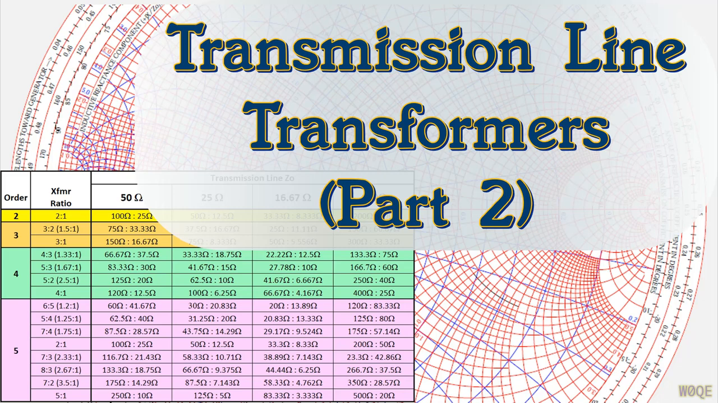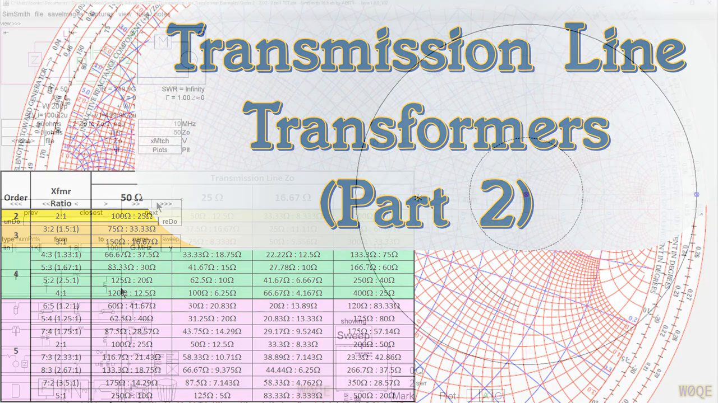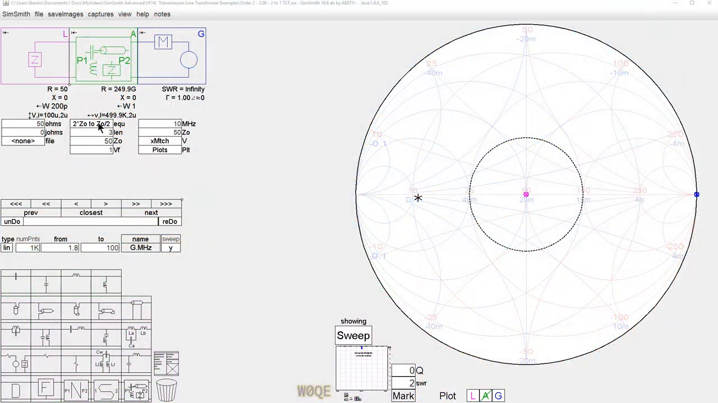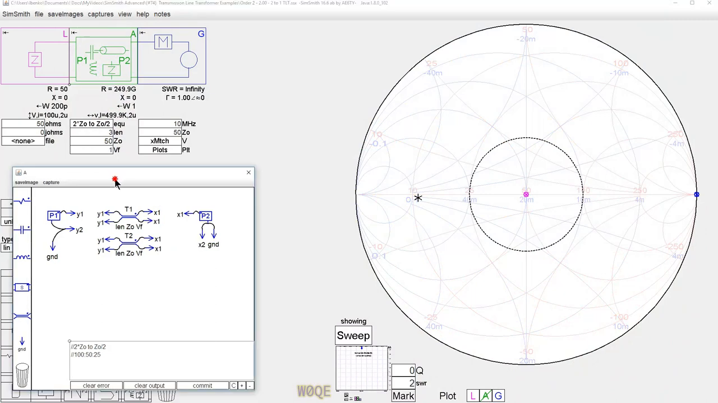If you have not viewed part one, which I published a few days ago, you should probably view it before viewing this video. Shown in this table here that's partially obscured are some of the transformer ratios we're going to be able to synthesize and show how SimSmith is suited to analyzing these types of problems. So without any further ado, let's begin with a simple transmission line transformer.